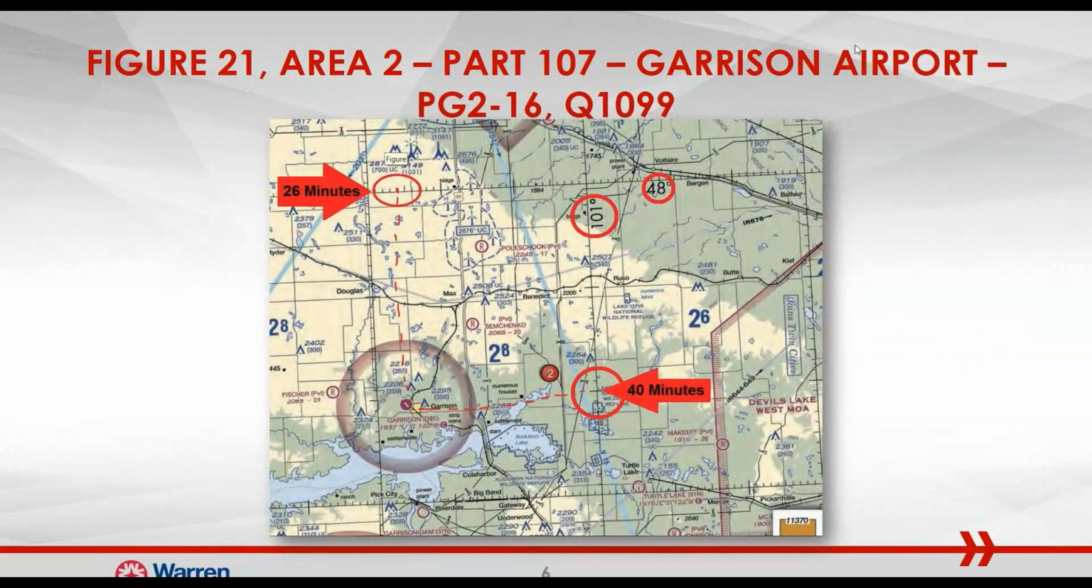Now let's take an example from the book. If you go to Figure 21, Area 2 in your testing supplement, you will find Garrison Airport, and you'll get a question in your test prep book, I believe it's Q1099, that requires you to figure out the latitude and longitude of Garrison Airport. How do we do this? Okay, so nicely circled here, I have 48 degrees and 101 degrees. Okay, 48 degrees north, 101 degrees west.